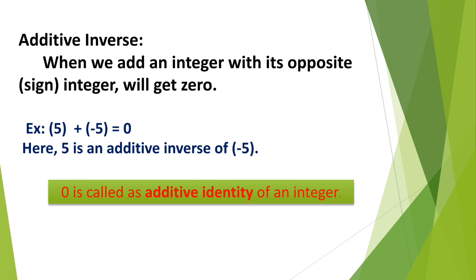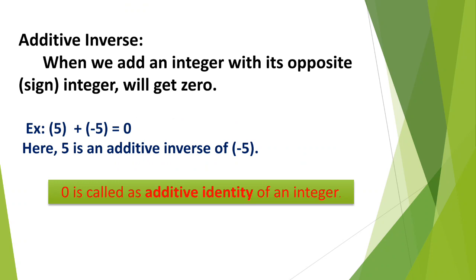Look at your example, 5. Positive number. What is the opposite? Negative. Minus 5. 5 plus minus 5. 5 minus 5, you will get 0. You can take one more example. 4. Positive number. What is its opposite? Minus 4. 4 minus 4 we will get 0.